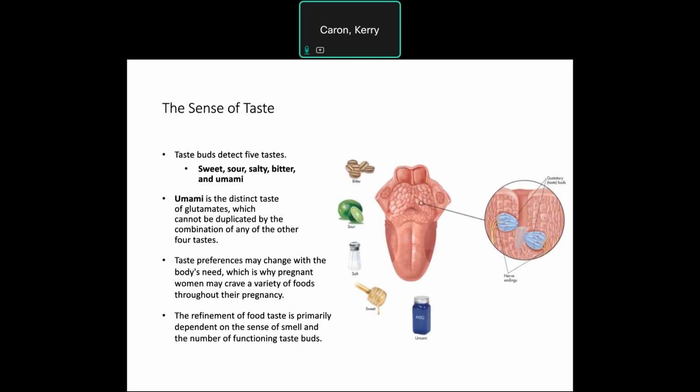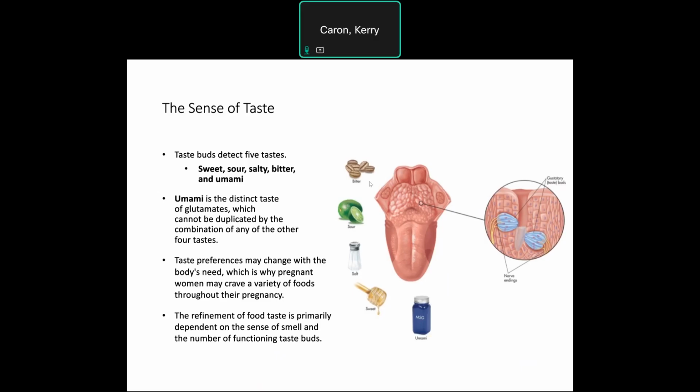So the sense of taste, we have 5 different possible tastes that we can detect. Sweet, sour, salty, bitter, and umami. You might not be as familiar with umami, but it's a distinct taste of glutamates. Sometimes that's found in soy sauce. In this case, you've got a little bottle of MSG down here. So it cannot be duplicated, and it's not a combination of the other 4 tastes.